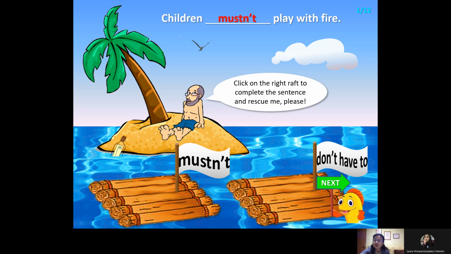In order to do that, we are going to choose the appropriate modal, mustn't or don't have to, in order to complete the sentence that is here above. So, Laurita, what is the appropriate answer? Children mustn't play with fire, or children don't have to play with fire? What do you think is the appropriate one?